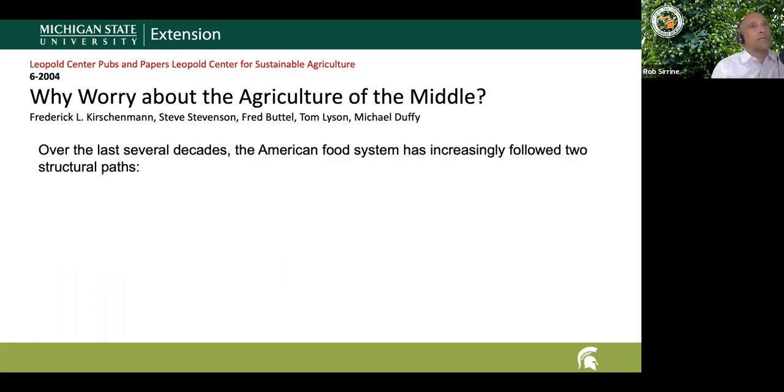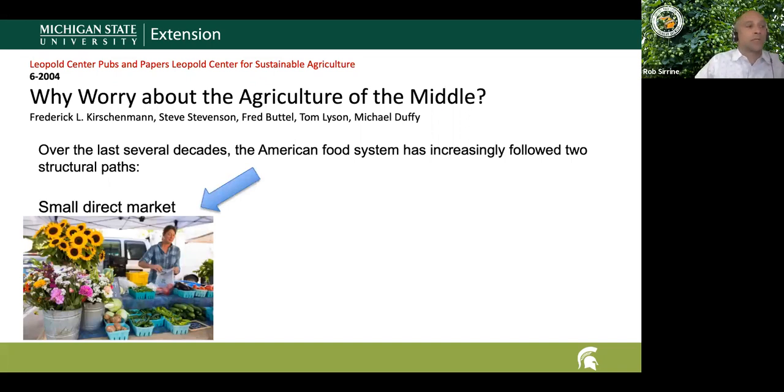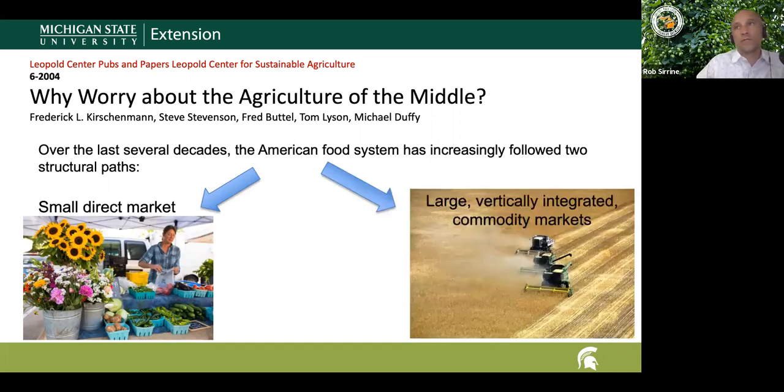In 2004, this paper came out. In fact, I saw Fred Kirschman give a talk on this at the Northern Michigan Small Farm Conference, and it's been in my mind for a long time. And they contend that over the last several decades, the American food system has increasingly followed two structural paths. One is that small-scale farm and food enterprises have thrived by direct marketing to consumers, with benefits to the communities. And the second is that giant consolidated firms have established supply chains that move bulk commodities around the globe, largely to serve their own business interests.